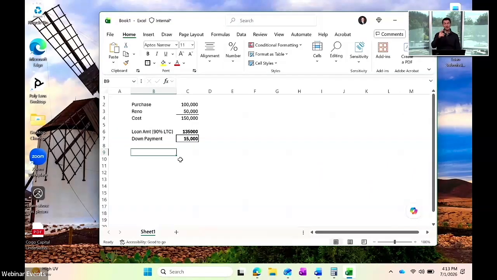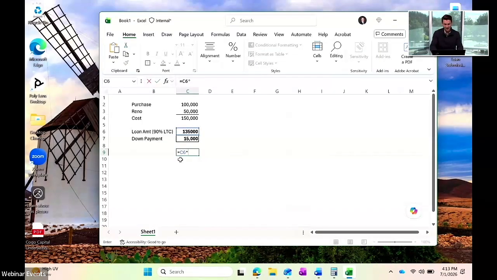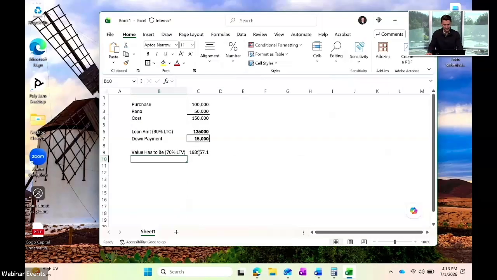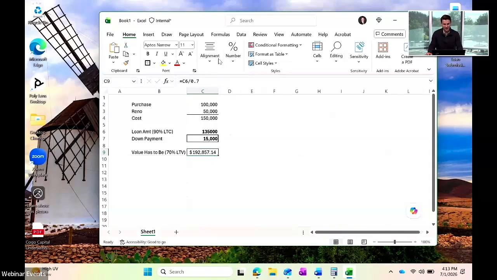What I'm going to do is divide 135 by 70% and make sure that my property is worth at least this. So this is going to be 0.7 to get to 70%. Did I say divide? I put a multiplication in there. So I know that the value has to be, for 70% LTV, at least $192,000, right? So LTV and LTC, very common ratios.